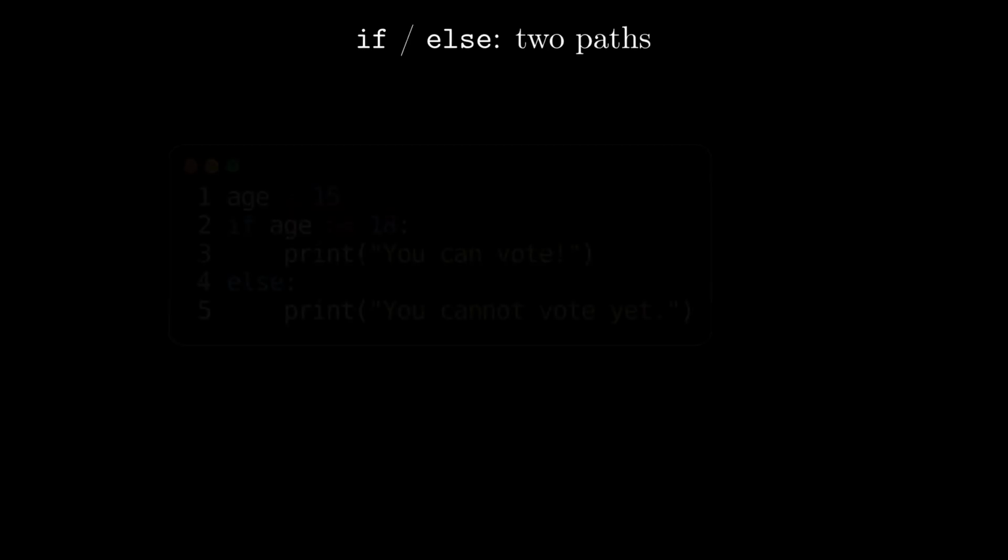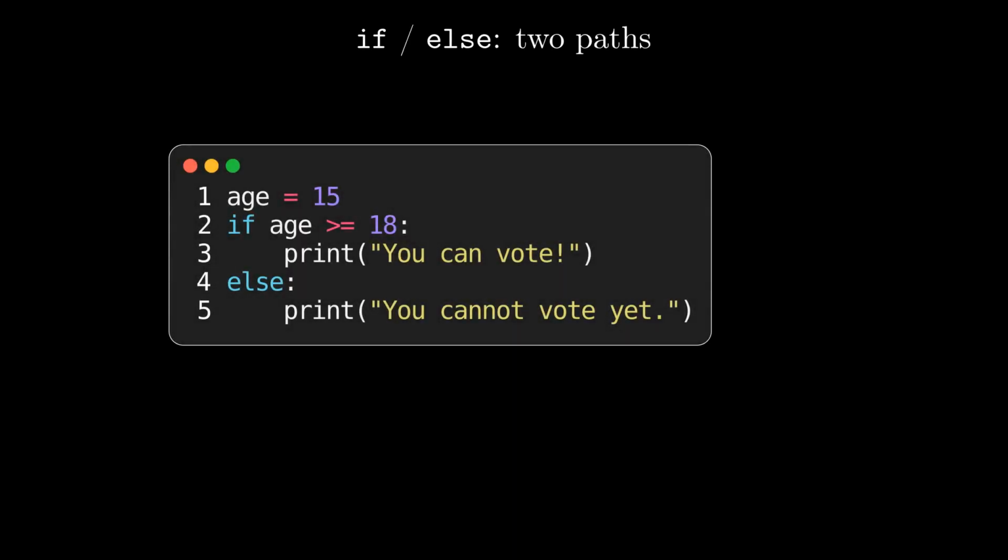Often you want two paths, one for true, one for false. The else keyword provides that second path. An else clause has its own indented block, which runs only when the if condition is false. Exactly one of the two blocks always executes, never both, never neither.